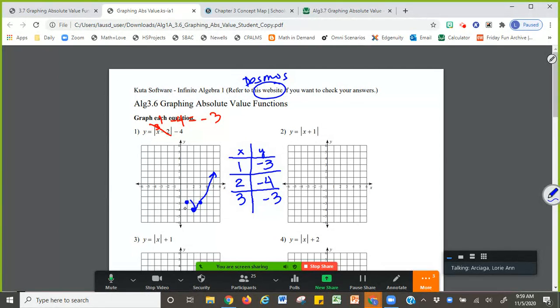So that's how you figure out whether you're messing up your tables or not. They should make a V pattern. Okay.